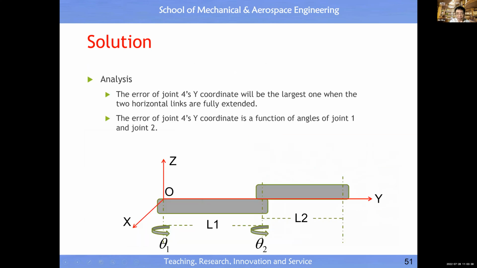So then we just draw this top view. Okay, for top view, only the first 2 links will play a role. We have a link 1, link 2. This is a joint 1, joint 2, right?